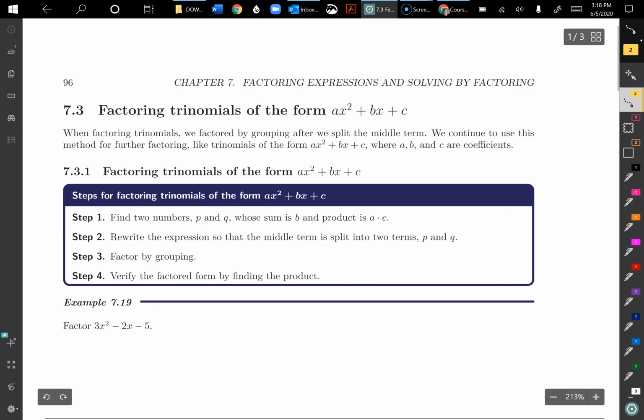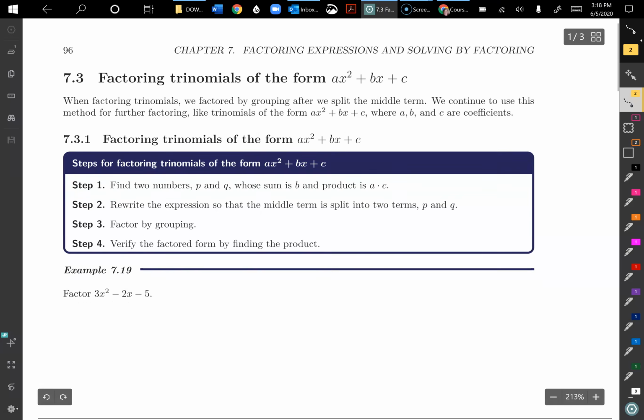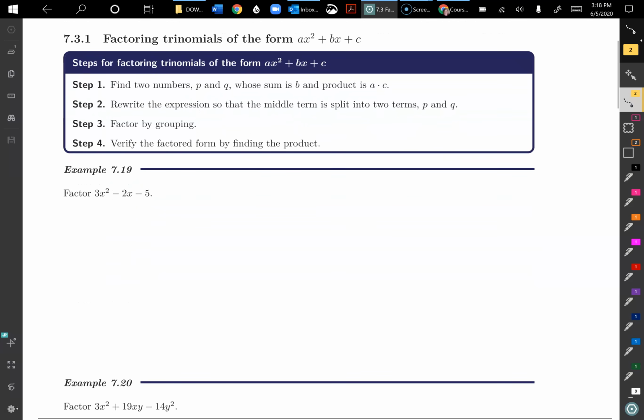So the first method I'm going to show you is factor by grouping using the box method, and that's where we split apart. We find two numbers, p and q, whose sum is b and whose product is ac. Remember, I started referring to that back in section 7.2, even though the book didn't word it that way. They just said c, but I always want you to think of a times c, because we do have to account for that. In section 7.2, a just happened to be 1, so ac was the same as c.